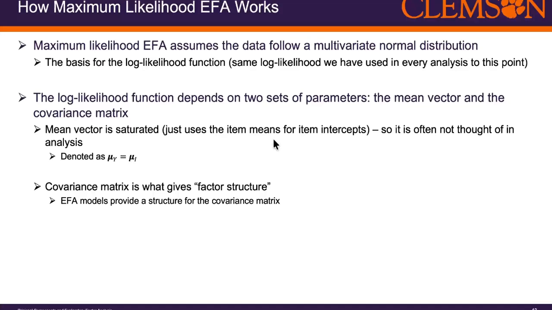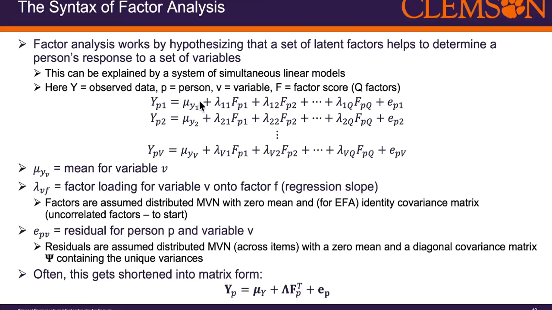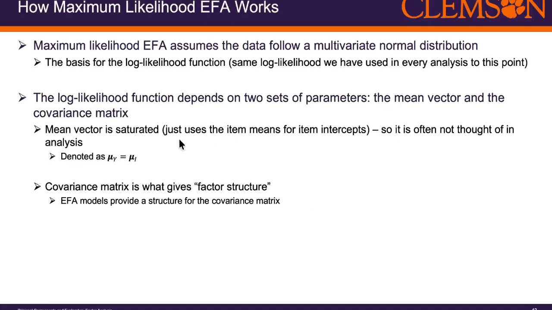The mean vector is saturated. Basically, this comes from our item means themselves. We're going to assume the mean of each factor is zero. So when we do that and we assume zero mean for each error, that means the mean for each item turns out to be the item intercept. Now, the covariance matrix, though, is what gives the factor its structure.